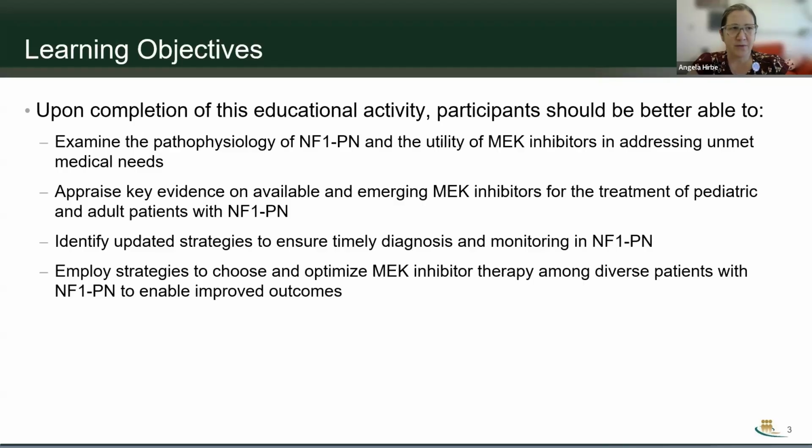So a quick review of the learning objectives. We're going to go through some of the pathophysiology of NF1 plexiform neurofibromas. We'll talk about the key evidence available and emerging MEK inhibitors for the treatment of both pediatric and adult patients with NF1 plexiform neurofibromas. Talk about some updated strategies to ensure timely diagnosis and monitoring, and then really dive into strategies to choose and optimize MEK inhibitor therapy.